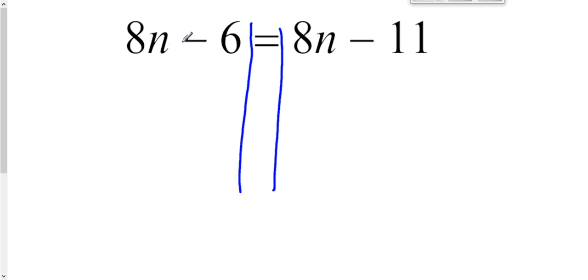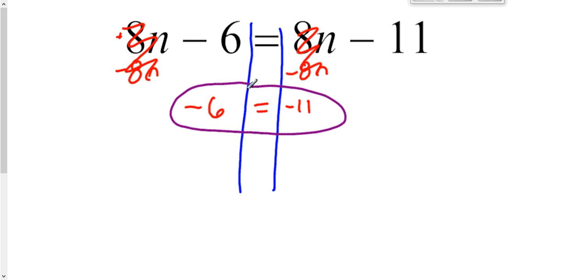It's connected through addition and subtraction, so we're going to use addition and subtraction. In this case, since it's a positive, we're going to subtract 8n. The rules of equations say that anything I do to one side, it has to be done to the other. 8n minus 8n goes away. I'm left with a negative 6. The 8n goes away right here as well. And we're equal to negative 11.